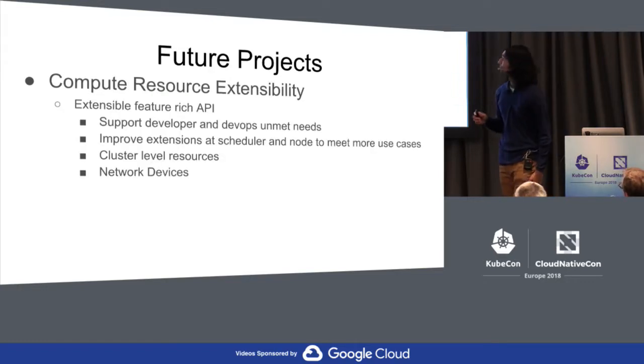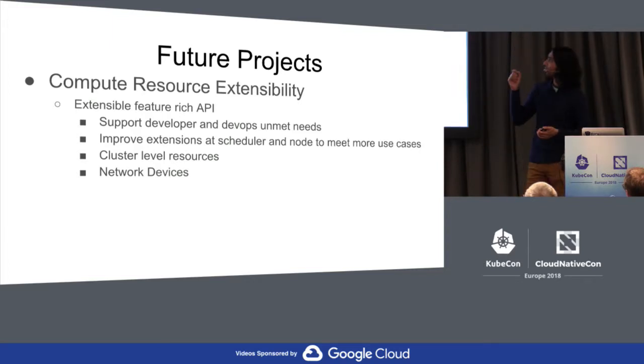So what are some of the future projects? We want to continue with compute resource extensibility. We want to make the API really feature rich, such that you don't again have to change the core. You have to literally write 0 lines of code in order to introduce a new resource into the system.